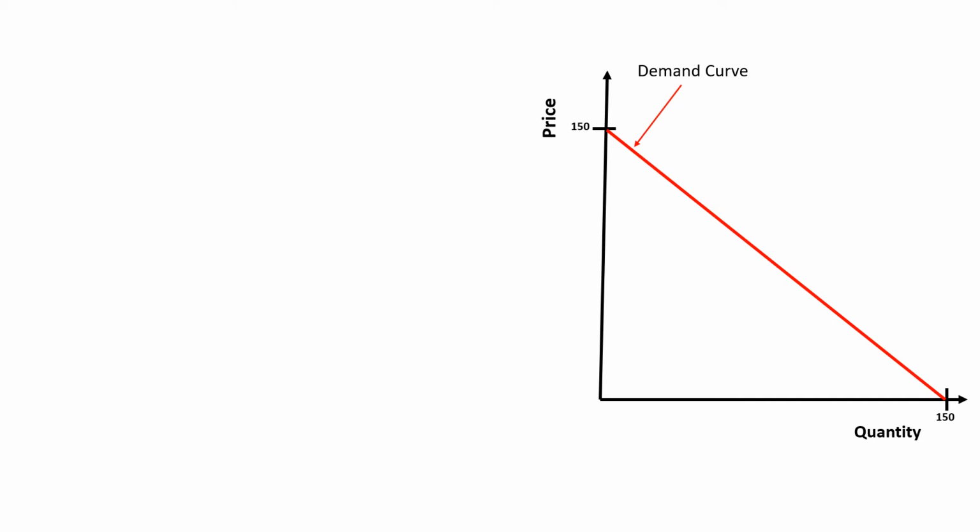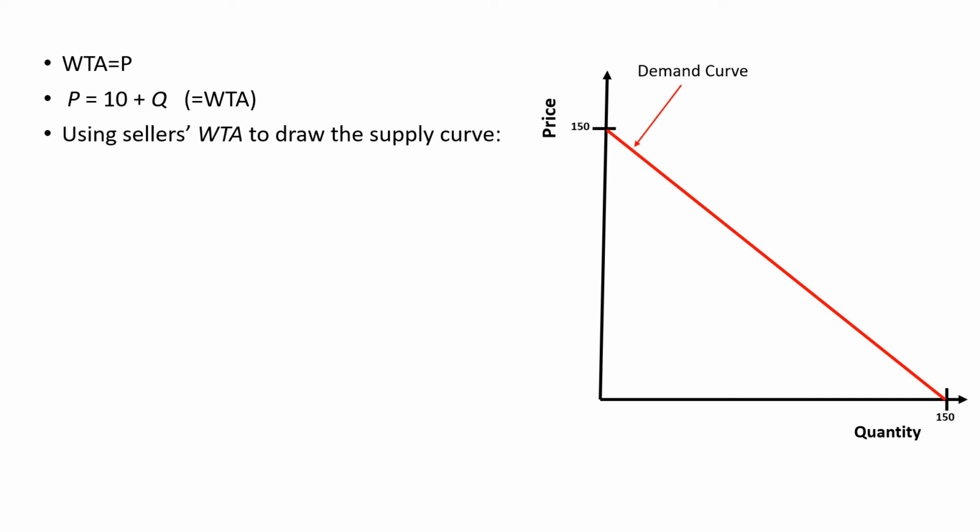Now, moving on to the supply side of our problem. We know that the willingness to accept, or WTA, is simply the reservation price of a potential seller who will be willing to sell a unit only for a price at least this high. Therefore, WTA is simply equal to price. Using this information, we can rewrite the willingness to accept equation as P is equal to 10 plus Q. And using this seller's willingness to accept equation, we are now able to draw the supply curve and add it on to the graph that we found earlier.